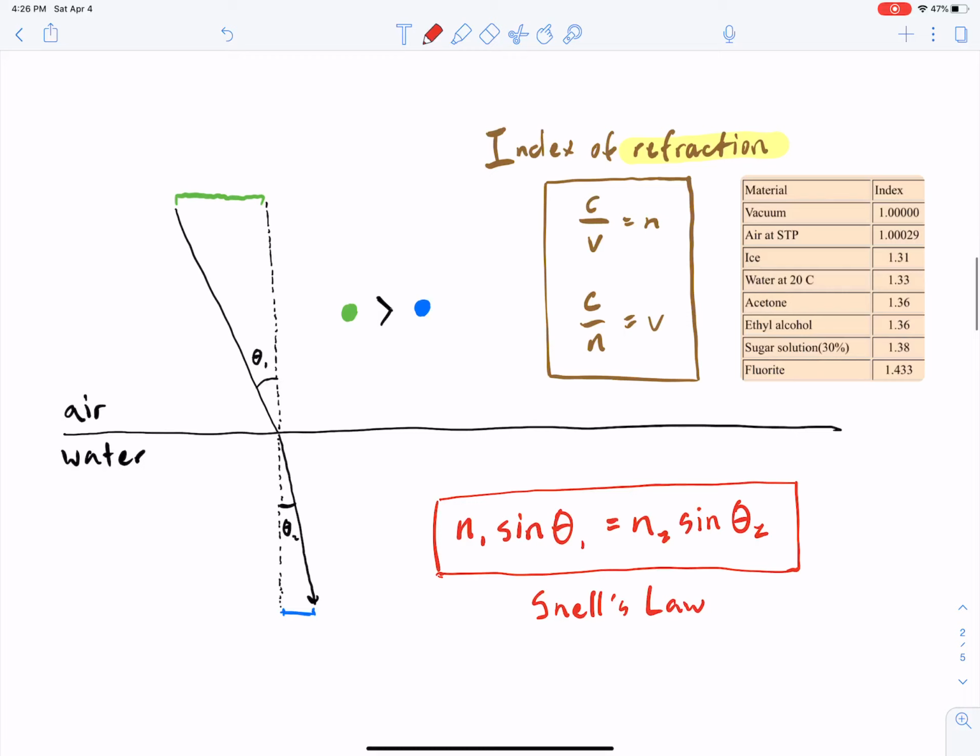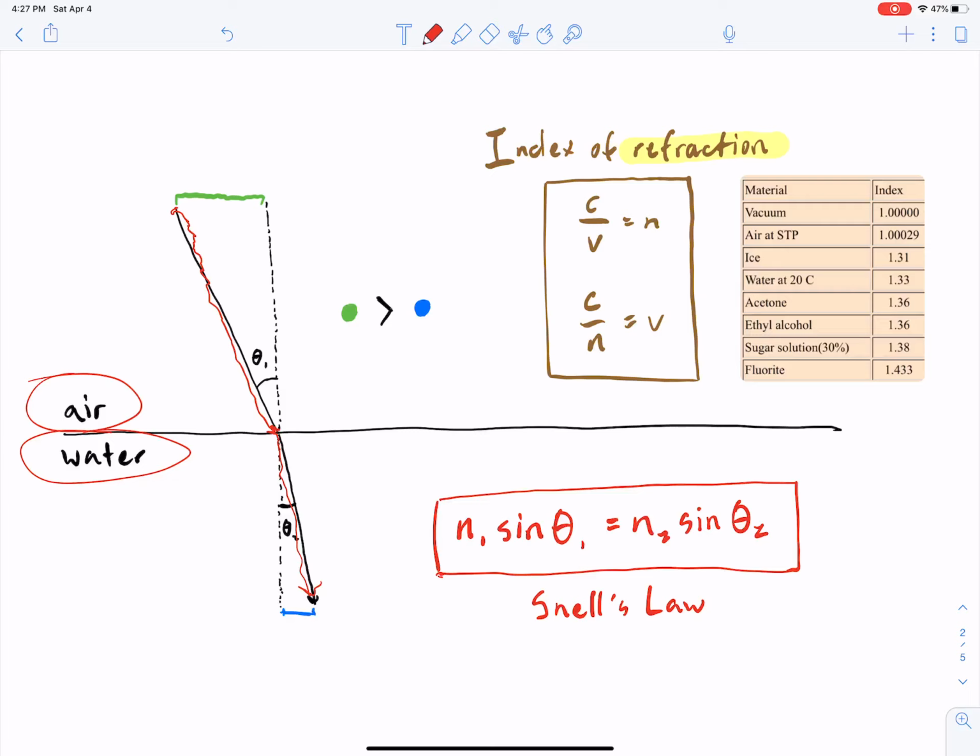So here we have two different mediums. We have air and we have water. Just like the car, light's going to be traveling along, and then it hits this border between air and water. When it hits this water, it's going to slow down. And the light is going to be slightly off course from its original direction.